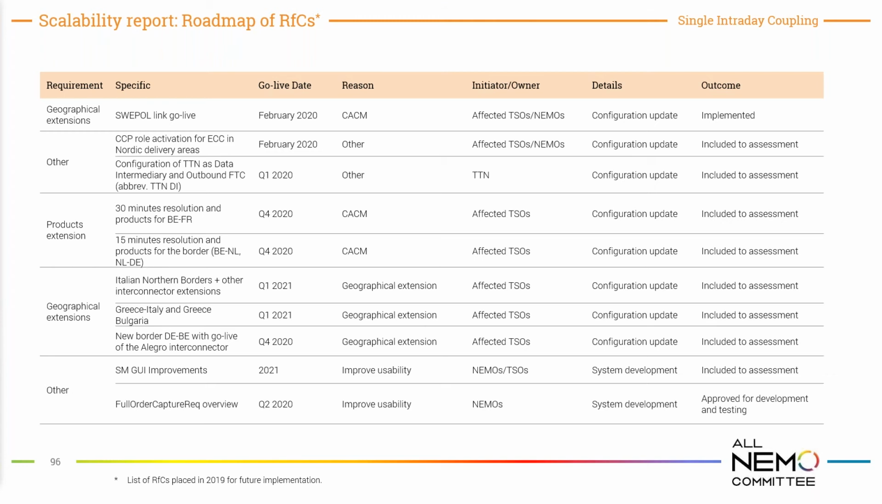Norlink Interconnector. Beside of this geographical extensions for market, I would believe is also important these changes or products extensions about 15 minutes resolution or 30 minute resolution introduction for Belgium, France, Belgium, Netherlands, and Netherlands, Germany. We have also already the extension in the roadmap regarding Nordics internal borders, which is planned to be done, if I remember well, in Q3 2022. So these are, I think, that important RFCs from market perspective.